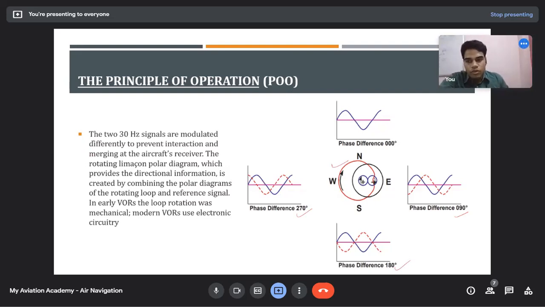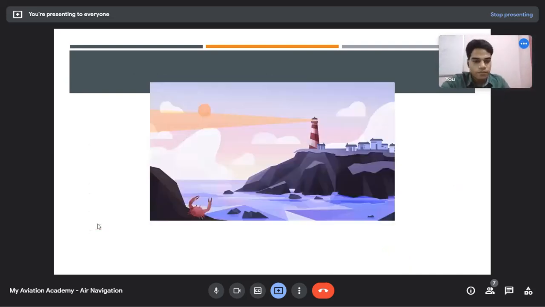So as I told you before also, the 30 Hz signals are modulated differently to prevent interaction and merging at the aircraft receiver. Of course, then there is no point if you're sending the same signals. The rotating Limaçon polar diagram, which provides the directional information, is created by combining the polar diagrams of the rotating loop and the reference signal. In early VORs, the loop rotation was mechanical, but now it's electronic. I put only the precise information here. There is a lot of junk present in your Oxford books which is not actually required for you. So pay attention to these notes.